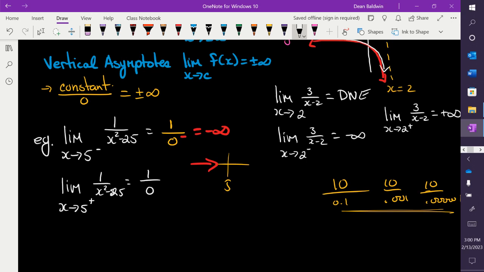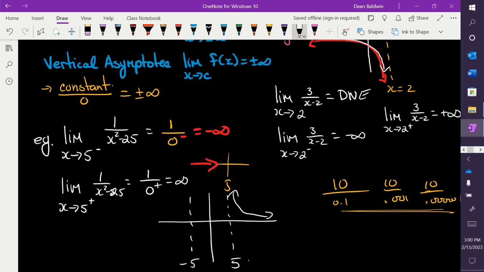But what's a number bigger than 5? 6. If I put 6 in here, what's 6 squared? Minus 25 is 9. Okay, but positive is what really matters here. So then it's a positive divided by a positive is positive. So you're going to positive infinity. And if you look at the graph of this function, it has asymptotes at negative 5 and 5. And it looks like this.